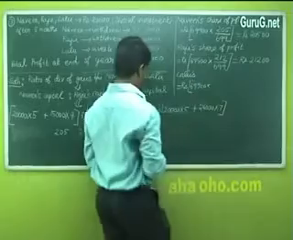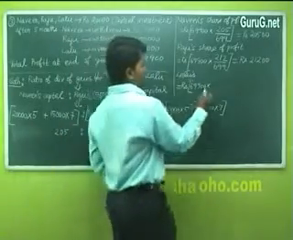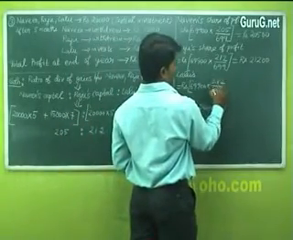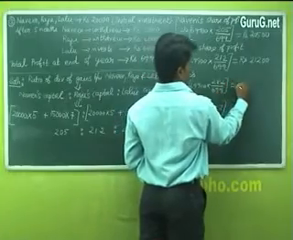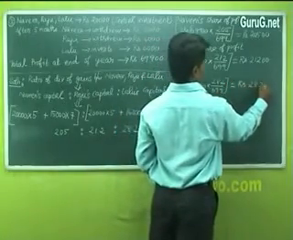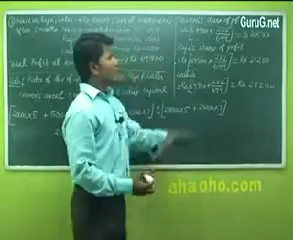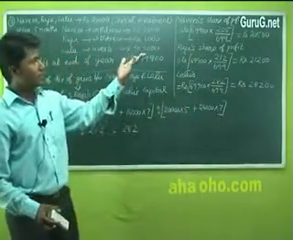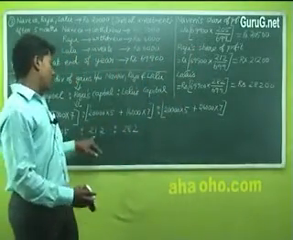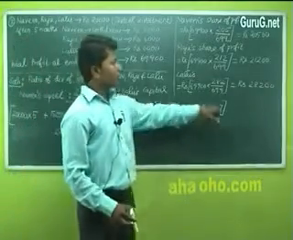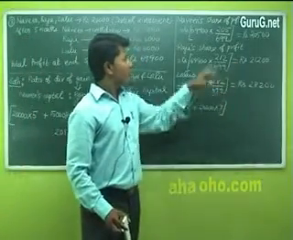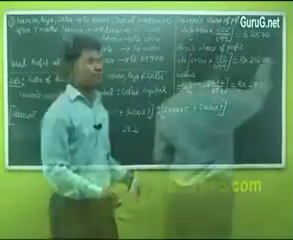69,900 into 282 by 699 is equal to rupees 28,200. From the first calculation you can directly write, because 205 into 100, 212 into 100, 282 into 100. So this is the share of profit of Naveen, Raju and Lalu.